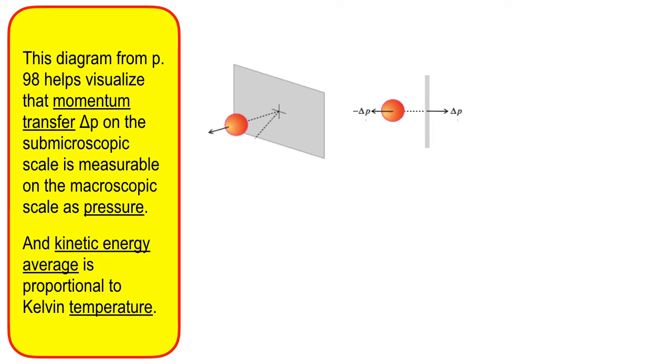But we can get a pressure, and I'm going to show you how the pressure comes out of these momentum exchanges. And also, by the way, kinetic energy, I've already mentioned, the average kinetic energy of a gas is proportional to the Kelvin temperature. So let's look at this diagram. There's delta P. So this is a diagram that models or displays a ricochet on the wall of a container.